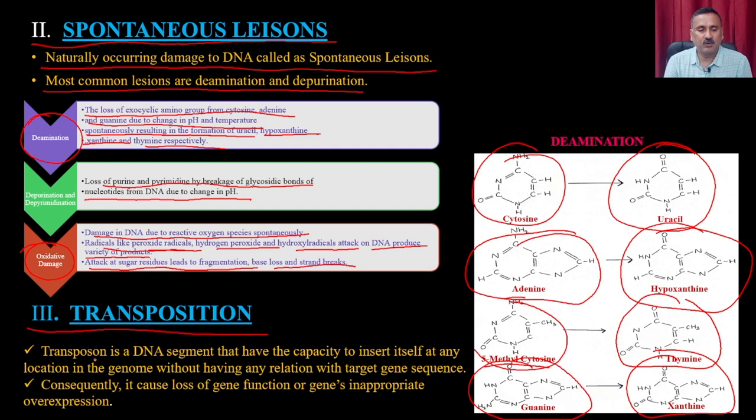And then we have the transposons. A transposon is a DNA segment that has the capacity to insert itself at any location in the genome without having any relation to the target sequence. Consequently, it causes loss of gene function or inappropriate overexpression of genes.